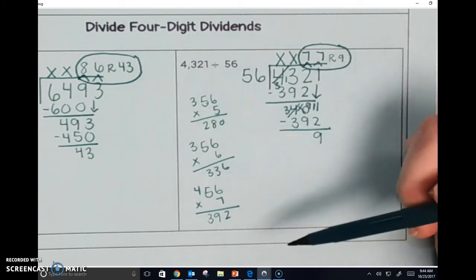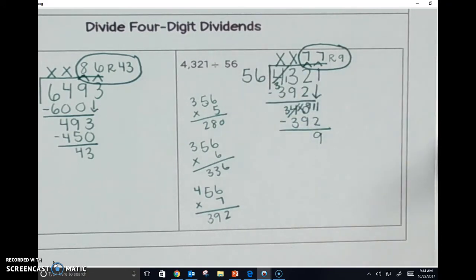I have to come to the side. I don't know my 56s or my 75s or really my 16s very well, right? Is it okay if you come to the side and show your multiplication? Yeah. Yes. It will help you out.